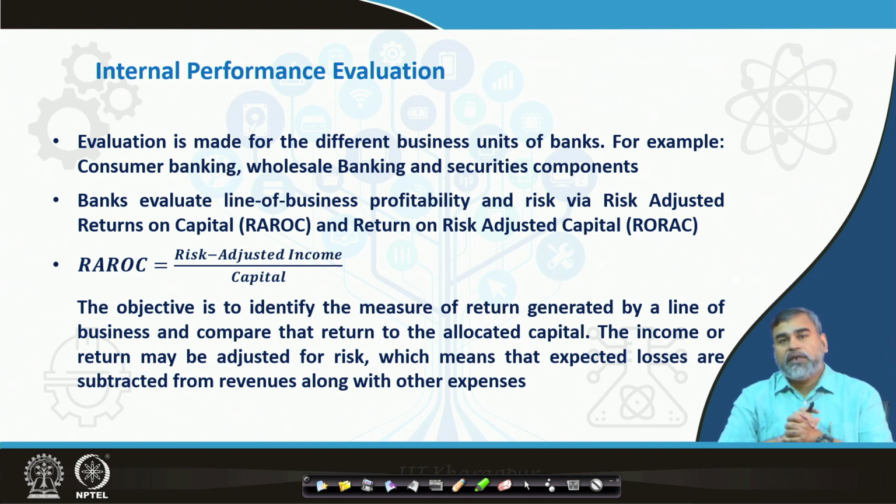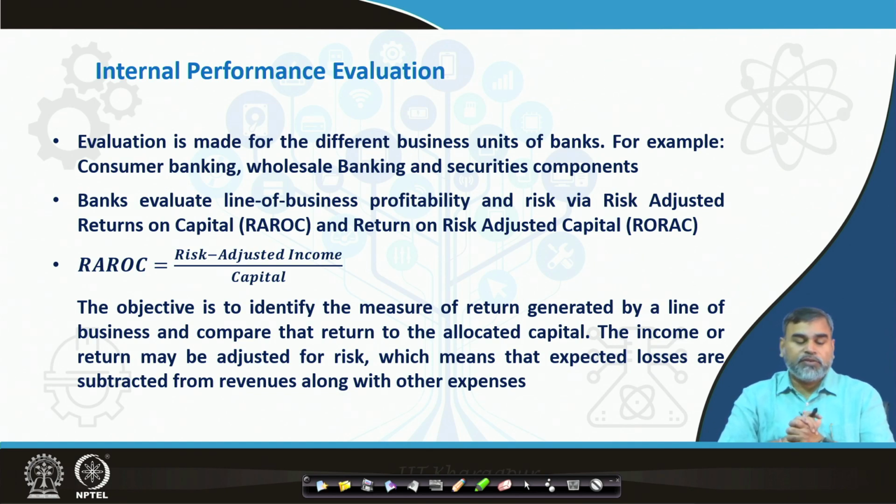Whenever banks do this internal performance evaluation, they take help from two different ratios. One is risk adjusted return on capital, in short we call it RAROC, and the other is return on risk adjusted capital, RORAC. Both are used interchangeably. So, RAROC, the risk adjusted return on capital, is nothing but the risk adjusted income upon capital. And what is the objective?